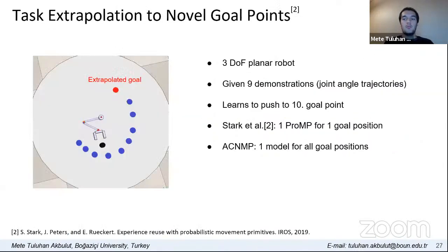In order to evaluate our model's adaptation capability to novel goal points while controlling a robot, we adapted this experiment from Stark et al. and compared SCNMP with their state-of-the-art post-adaptation method. 9 demonstrations of pushing the black obstacles to a goal point are provided to a 3-degree of freedom planar robot. Then the robot is requested to push the black obstacle to a novel goal point. Here, the baseline uses 1 movement primitive model for each goal position, whereas we can use a single model for all goal positions.